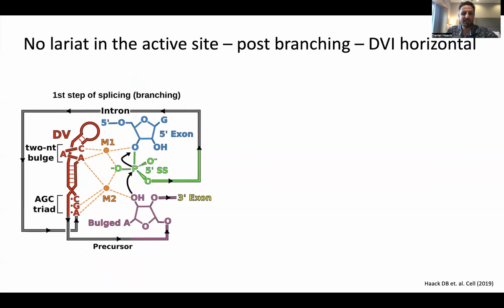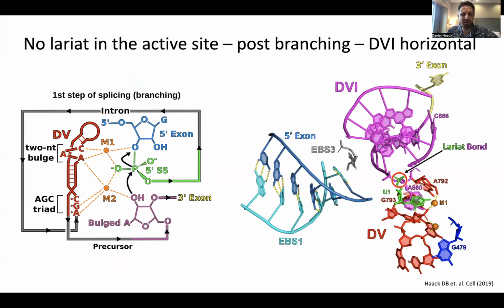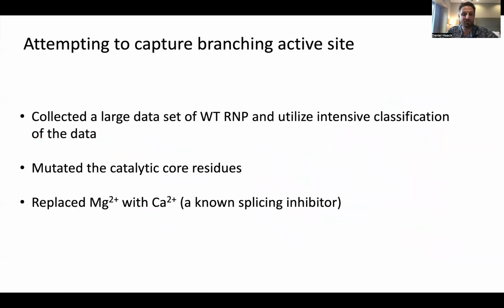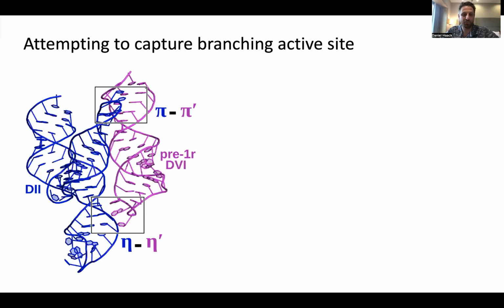After modeling into the density of the map with the branch helix in this horizontal state, the lariat bond had already formed and been moved around 8 angstroms away from the 5' exon. Therefore, I could not gain any insight into the branching reaction, but at least knew what general position the branch helix had to be in. After my initial attempts to try and use classification of a large data set to capture a pre-catalytic structure failed, I then attempted to use both mutagenesis and divalent metal ion replacement as approaches, all of which did not work for various reasons. So I had to go back to the drawing board.